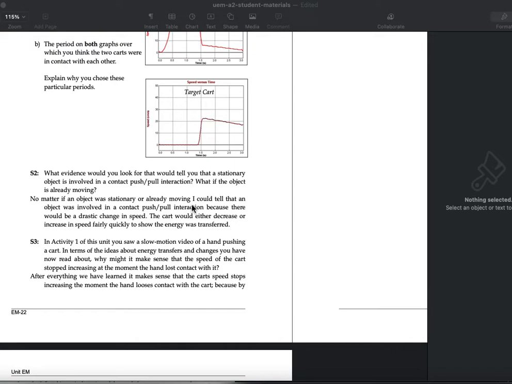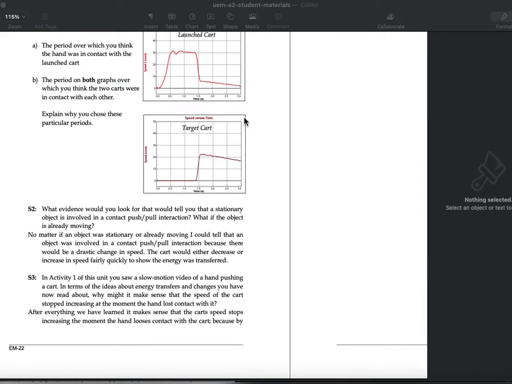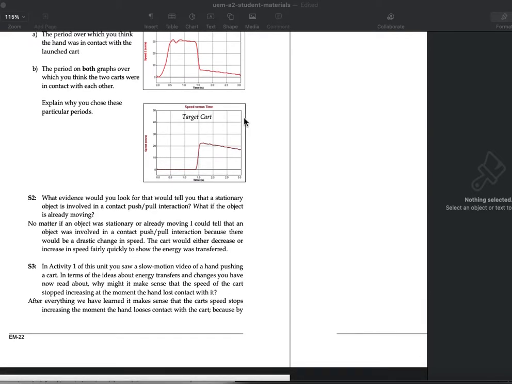For question 2, no matter if an object was stationary or already moving, I could tell that the object was involved in a contact push and pull interaction because there would be a drastic change in speed, as we see from the graphs above. And the cart would either decrease or increase in speed fairly quickly to show that energy was being transferred.